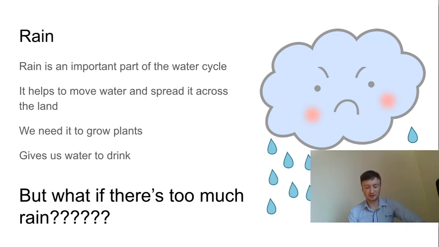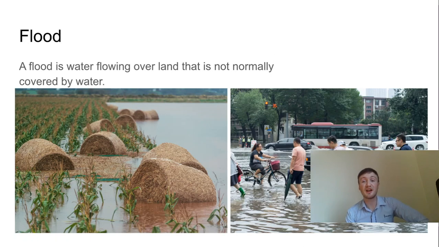Yeah, what if there's too much rain? Well, we call that a flood. Flood. You repeat after me. Flood. All of you. Very good. Flood. Yes, a flood is water flowing over land that's not normally covered with water.